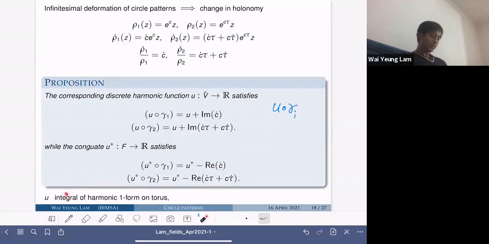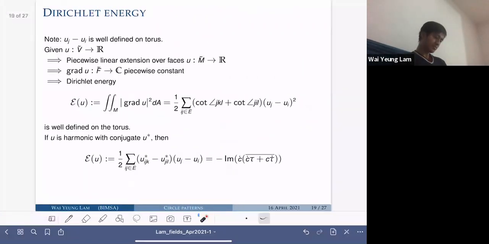The way you imagine this harmonic function is that these are the integral of a harmonic one-form on the torus. You have a harmonic one-form, and when you integrate, they always differ by a constant. So this is really like a harmonic one-form. Okay, so now, if everything is fine, we consider the Dirichlet energy.